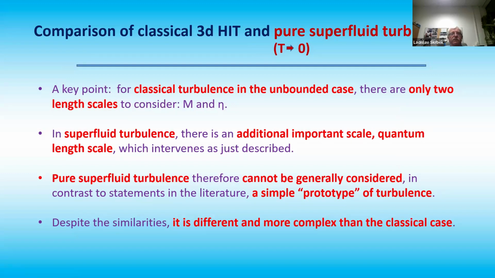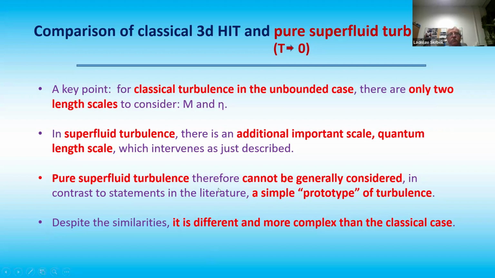The key point is that for classical turbulence in the unbounded state, there are only two length scales which you have to consider. And that's the length scale at which you drive the turbulence and the dissipation length scale, at which it dissipates. In superfluid turbulence, or if you wish, quantum turbulence in the zero temperature limit, there is, as I already introduced, an additional important scale, namely the quantum length scale, which intervenes.